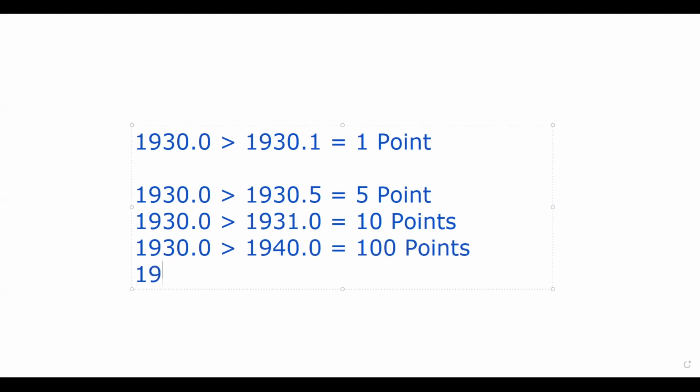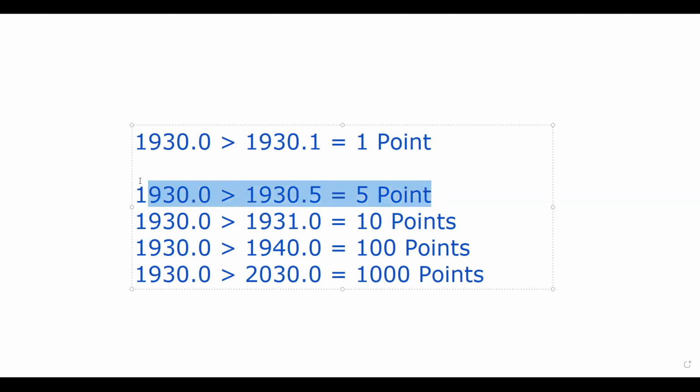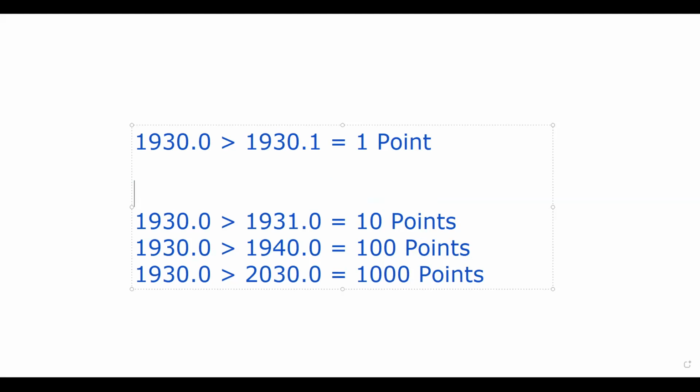And from 1930.0 to 2030.0, this is 1,000 points. All right, everybody. Now, what is the point value? What is the point value?